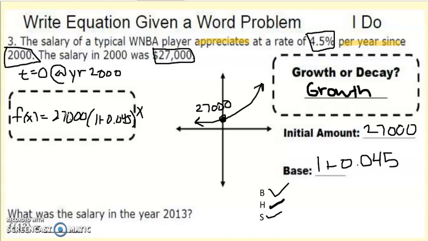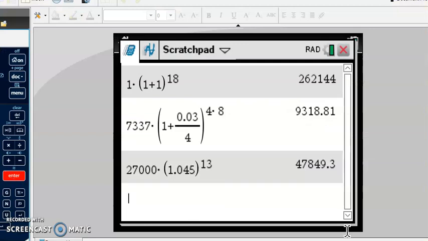So in our calculator, we're going to type this in and then put parentheses 13. So basically, in the calculator, we type 27,000 times (1.045) to the 13th power, and then we press enter. We get $47,849.30.